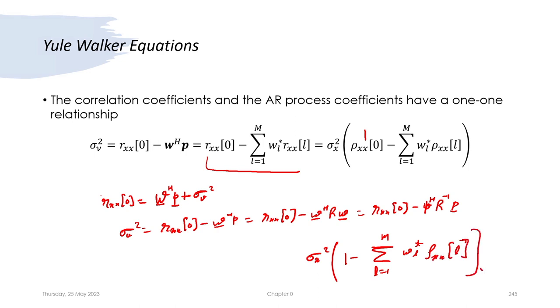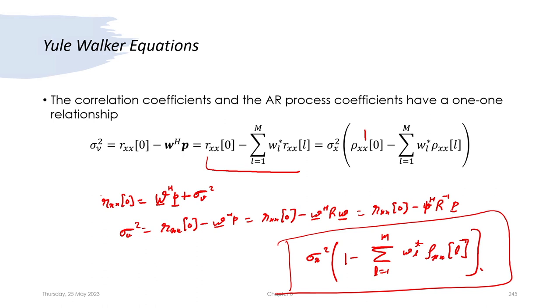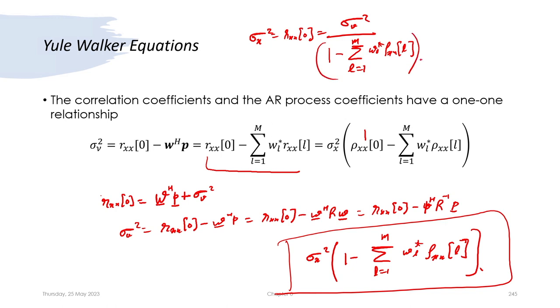We had shown this for a first order autoregressive process earlier. The general result for the mth order autoregressive process takes this form: sigma x square equals Rxx(0) equals sigma v square divided by 1 minus the summation over l from 1 to m of wl conjugate rho xx(l). We can show this for a general autoregressive process later, and naturally for the autoregressive process to be bounded, we want this thing to be strictly less than 1, which we will prove in the next lecture, and we will simulate that in MATLAB as well. So, thank you.